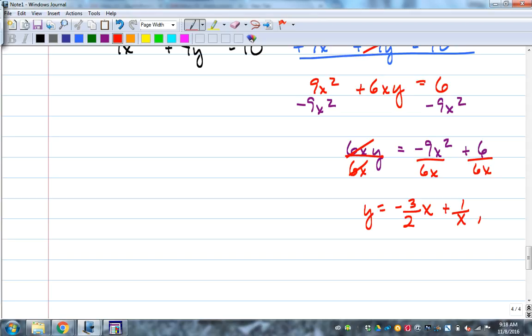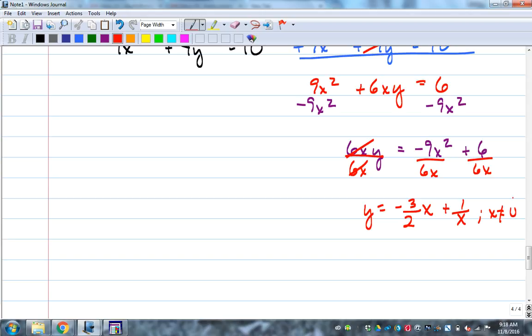Okay. And then we've got to put in this stipulation that x cannot be what? 0. Because we divided by x. So we've got this stipulation here that x can't be 0 out of that. So we found y to be something weird like that.